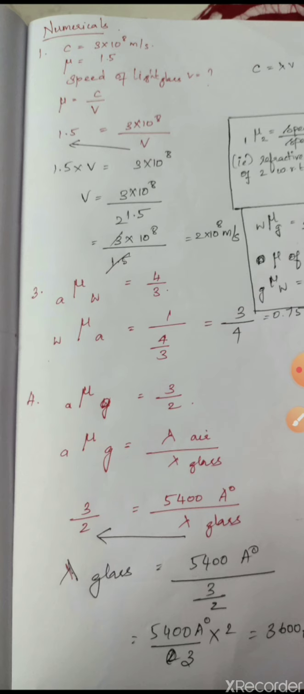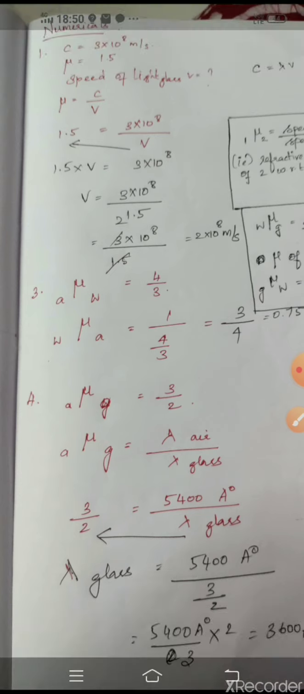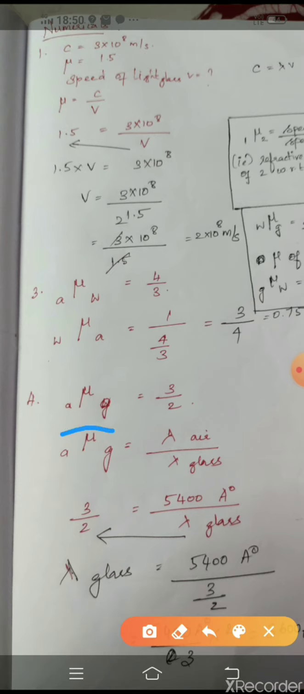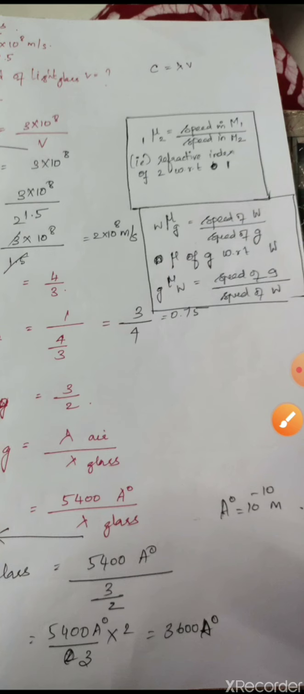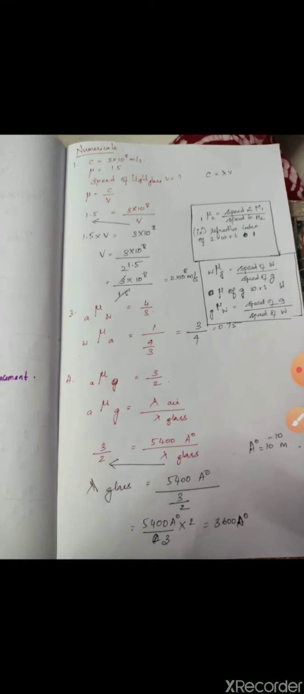So based on this, look at your fourth sum. They have given the refractive index of glass with respect to water. How do you generally read it? Go in a reverse manner: glass with respect to water, it is 3 by 2. Now I have to write my formula. What is the first quantity? Air. So lambda of air, lambda means wavelength, wavelength of air divided by wavelength of glass. Now substitute: 3 by 2 equals 5400 angstrom divided by lambda of glass. Once you take the reverse of it, you will get the answer here. I'll write it down again.